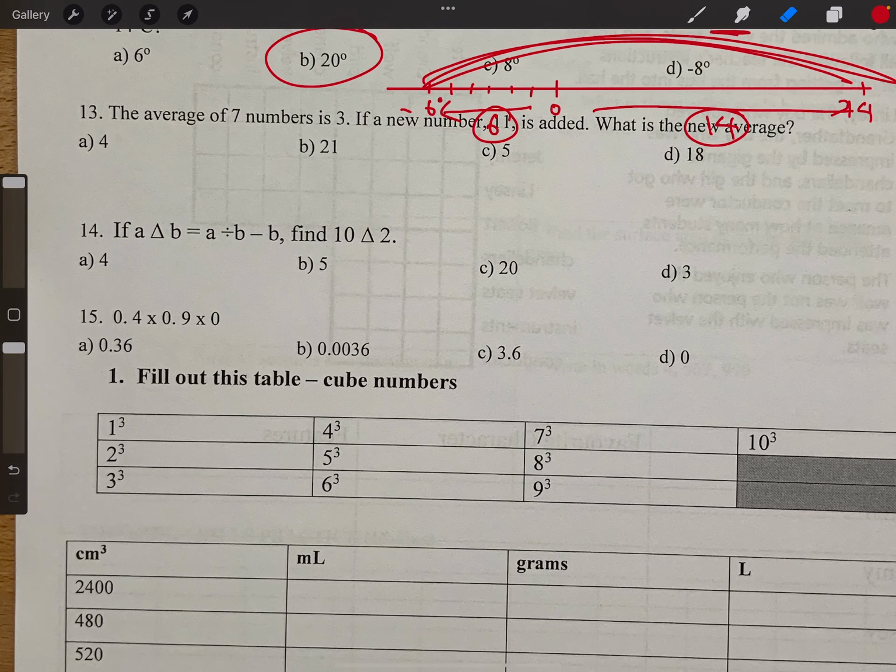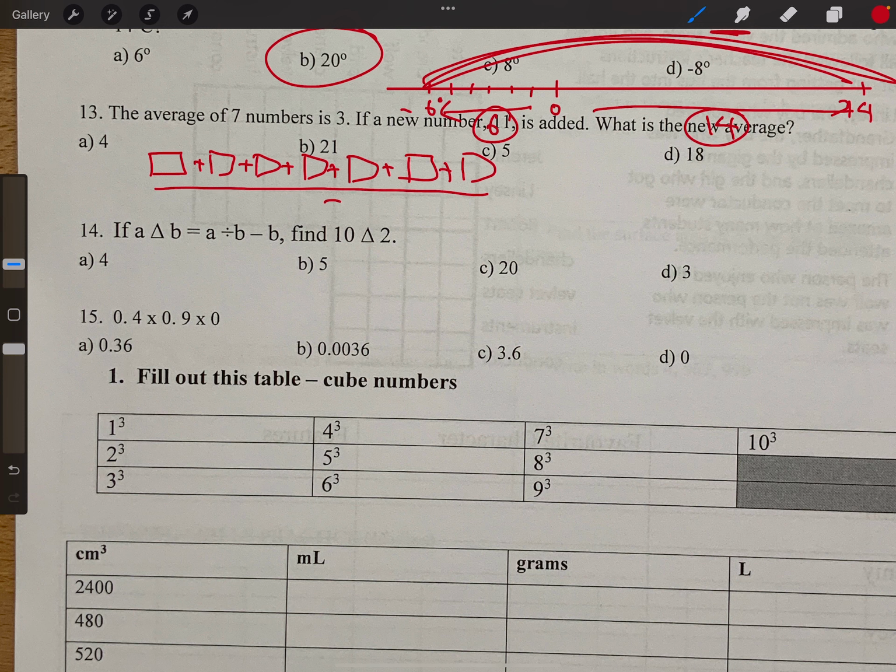Next question. The average of 7 numbers is 3. So imagine 7 numbers. Oh, I don't want to draw 7. Okay, fine, I'll do it. It's 1, 2, 3, 4, 5, 6, 7. To find the average of 7 numbers, we add them up and then divide by 7. And they tell us the average of 7 numbers is 3. So that's equal to 3.